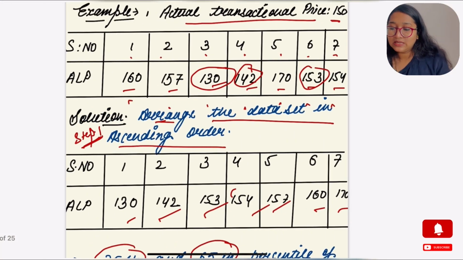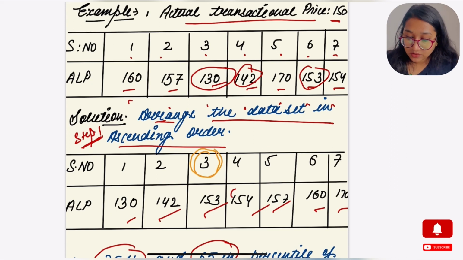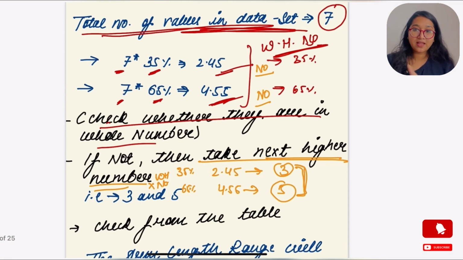Let's go to the table now, which is 3 and 5. The numbers would be 153 and 157. Again, I'm going to tell you that the first step is to take the ascending order. We have to arrange this data set in ascending form. The second thing is to take 35% of the total values of the data set, which is 7. 35% of 7 would be 2.45, and 65% of 7 would be 4.55.